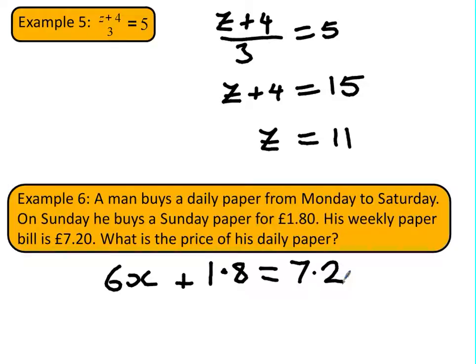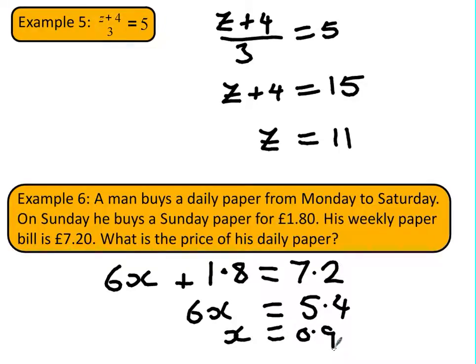Now we need to take 1.8 from both sides, so if we do that, we're going to be left with 6x on the left and 5.4 on the right, and now we need to divide both sides by 6, and we get x is equal to 0.9. Just convert that into pounds and pence. That is, of course, 90 pence, or 0.9 pounds.